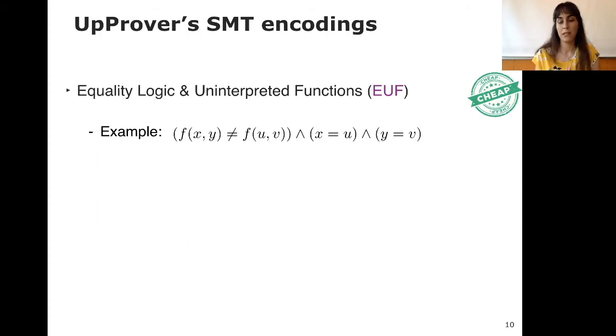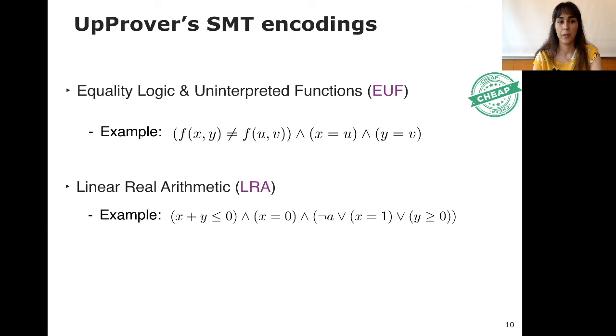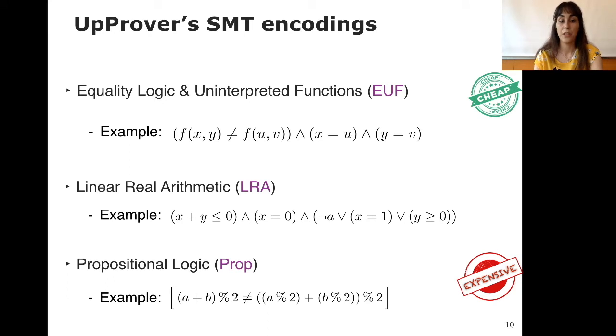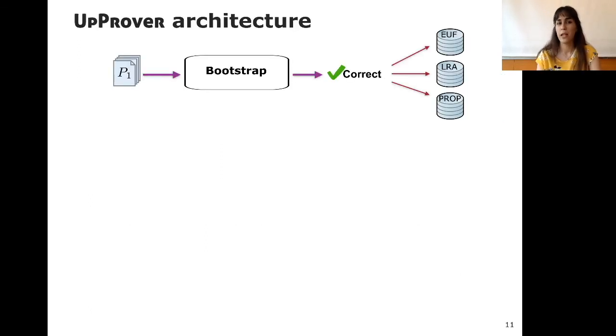The main SMT encodings used in Approver: the lightest one is equality logic with uninterpreted functions, and also linear real arithmetic, especially when the program contains some arithmetic operations. That comes quite handy. And in order to achieve the most precise reasoning, sometimes we would need propositional logic, of course. So let's put all the pieces of Approver together and see how everything works together.